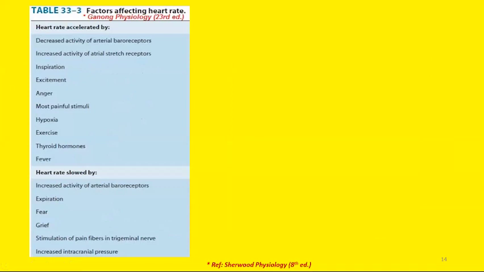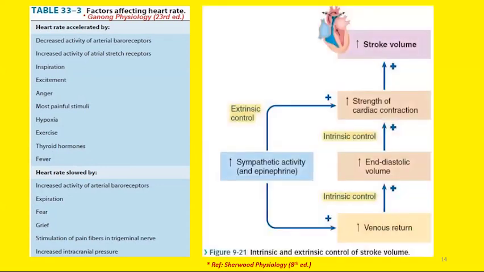For example, excitement, exercise, thyroid hormones, all these factors increase the heart rate, and this will increase the cardiac output as well. Similarly, the factors that decrease the heart rate will lower the cardiac output as well. So stroke volume multiplied by heart rate. We have discussed the factors that affect heart rate.